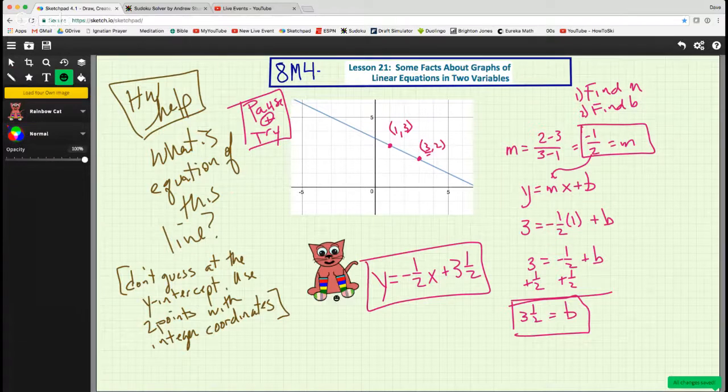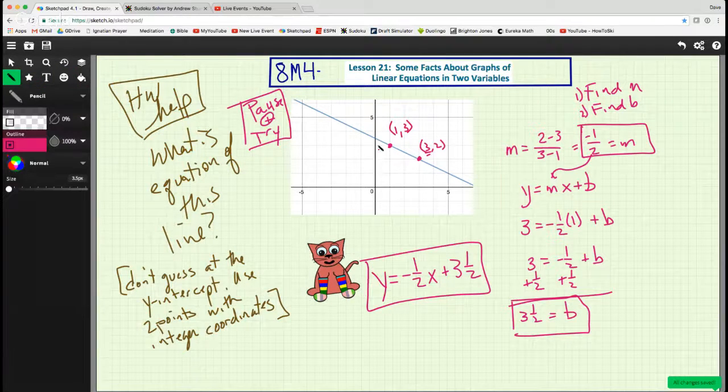And we'll lay it down. Happy cat. Yep. So if we would have guessed this was 3.5, we would have been right, but we wouldn't have been certain. So happy cat, y equals -1/2 x plus 3.5.